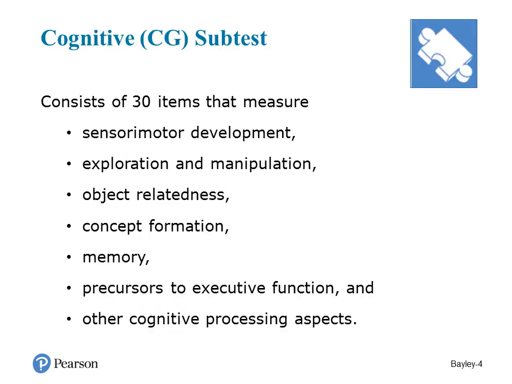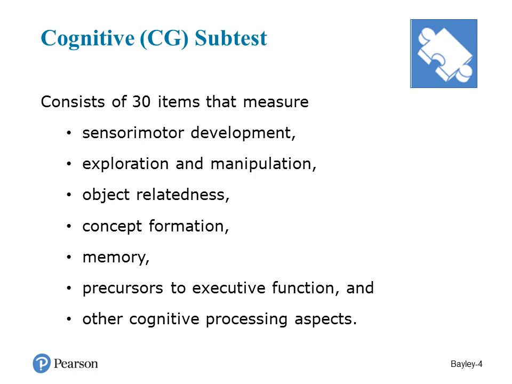In terms of the content of each, the cognitive subtest consists of 30 items, and effectively you'll think about the cognitive skills that you'd expect children to demonstrate or to be developing beginning at the age of 16 days and going up through 42 months, 15 days.